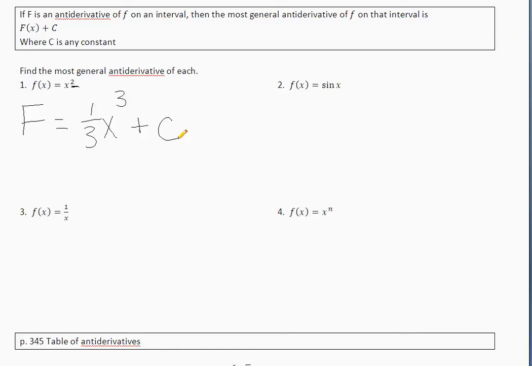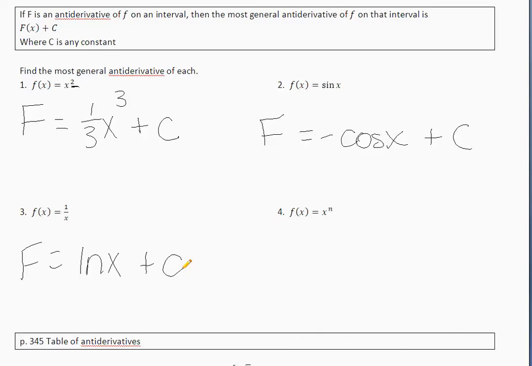The second one. The antiderivative of sine, go backwards. Sine would be the derivative of what? Negative cosine plus c. If you find the derivative of this, I get sine. Number 3, go backwards. 1 over x is the derivative of what? Natural log. And again, I'm going to have my plus c.